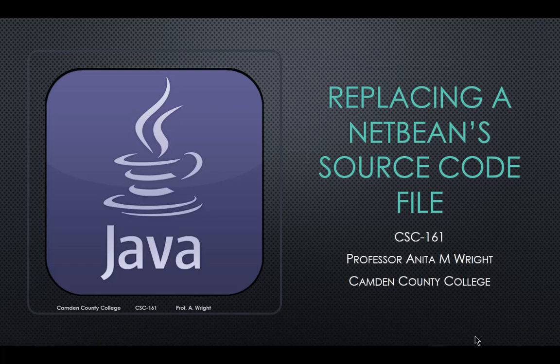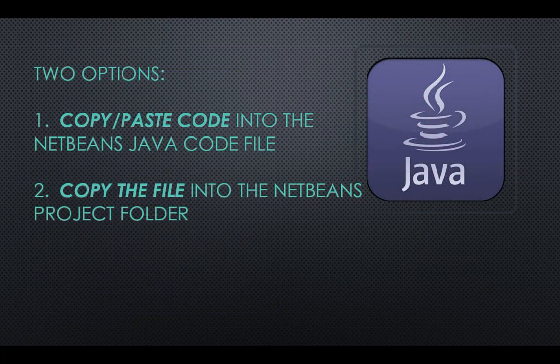Welcome. These video notes will cover how to replace a NetBeans source code file with a file from the textbook. We have two options. The first option is to copy and paste the code from the textbook file into the NetBeans Java code file. This is pretty self-explanatory, so we won't cover that in this video. The second option is to replace the file with the textbook file. Let's walk through the process.